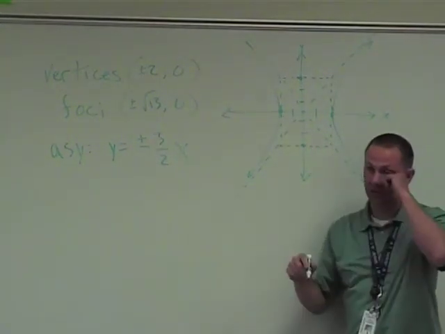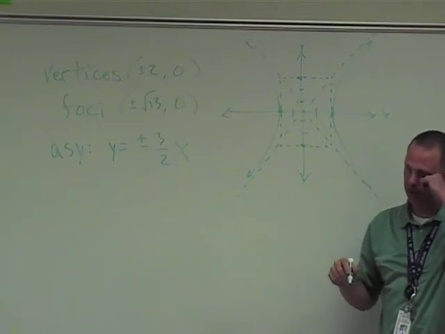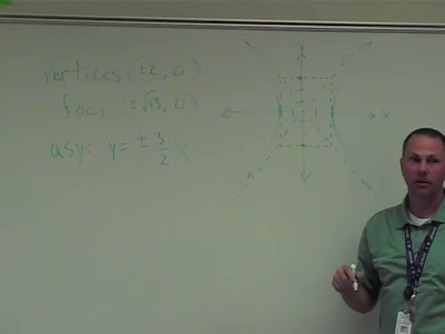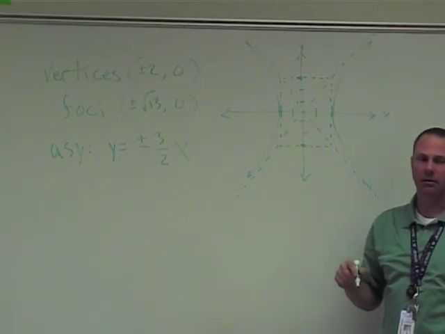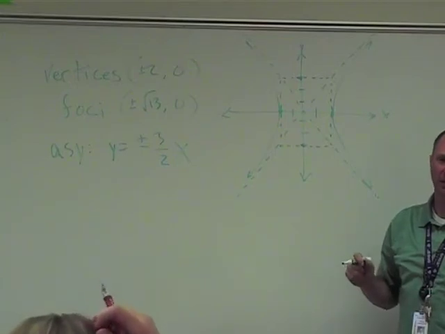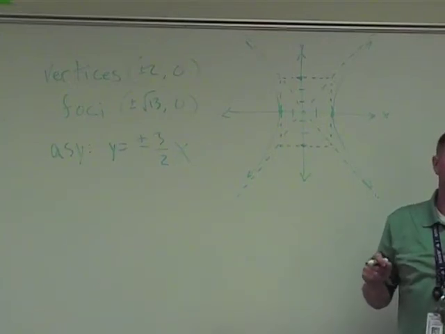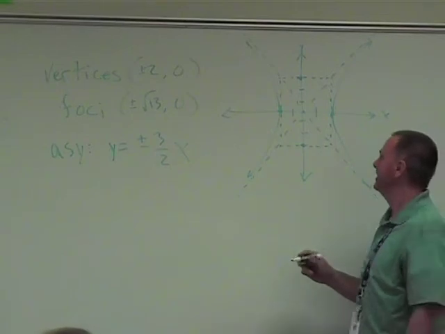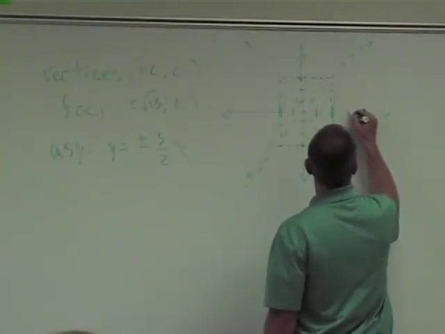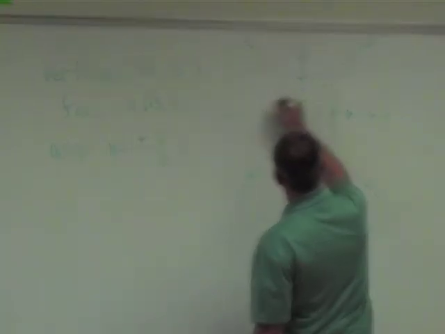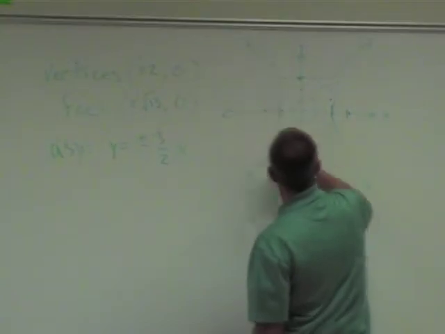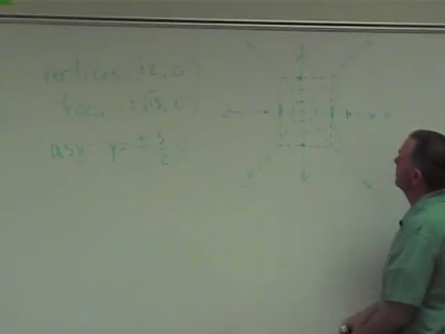So what is the square root of 13 on your calculators? 4 point something? 3 point something? Yeah, 3 point. 4 squared is 16, so it has to be less than 4. 3.605. So there's 2, 3, so just barely past 3. There's your focal points. Pretty good.